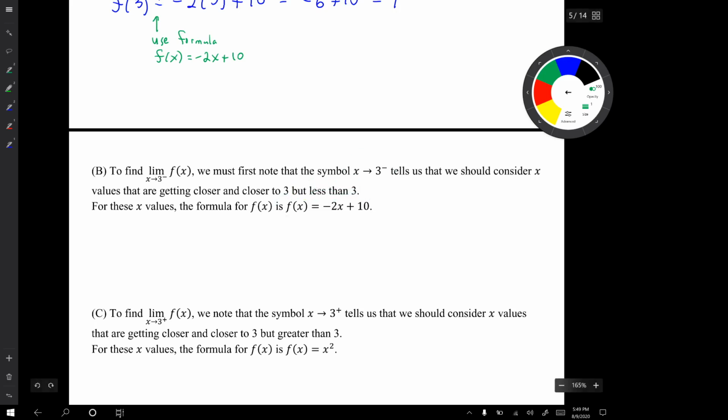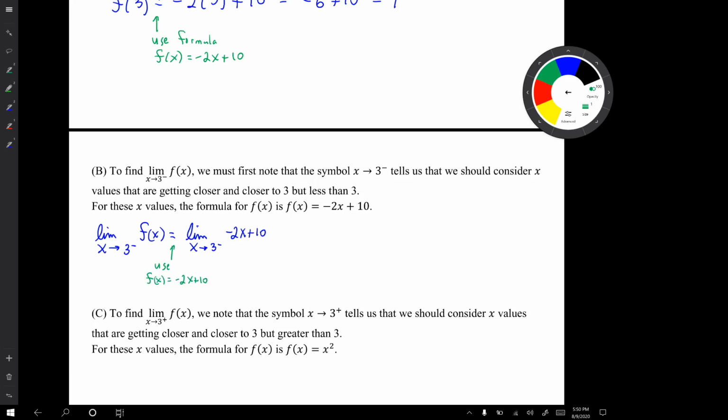So let's do the limit computation. So again, what we just did is we replaced the symbol f of x with the formula for f of x, but we chose the correct formula. We chose the appropriate formula. We should write that in.